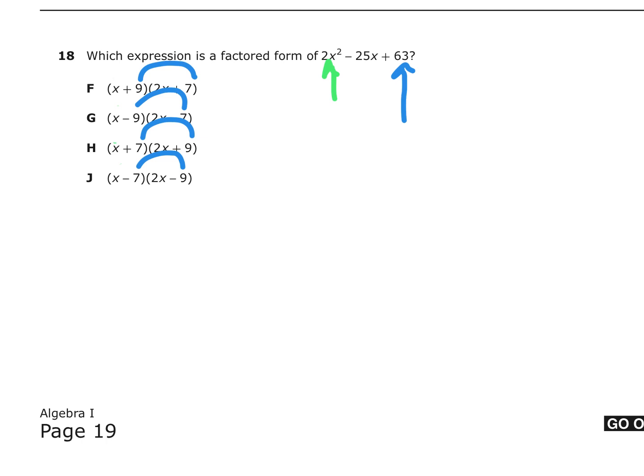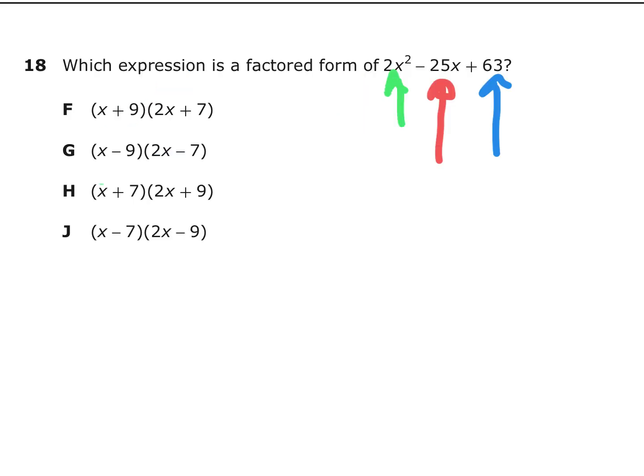So I think what we have to do is look at the outer and inner to come up with the middle term, which is going to be the negative 25x. So to come up with the negative 25x, we can multiply the outer here would be 7x.